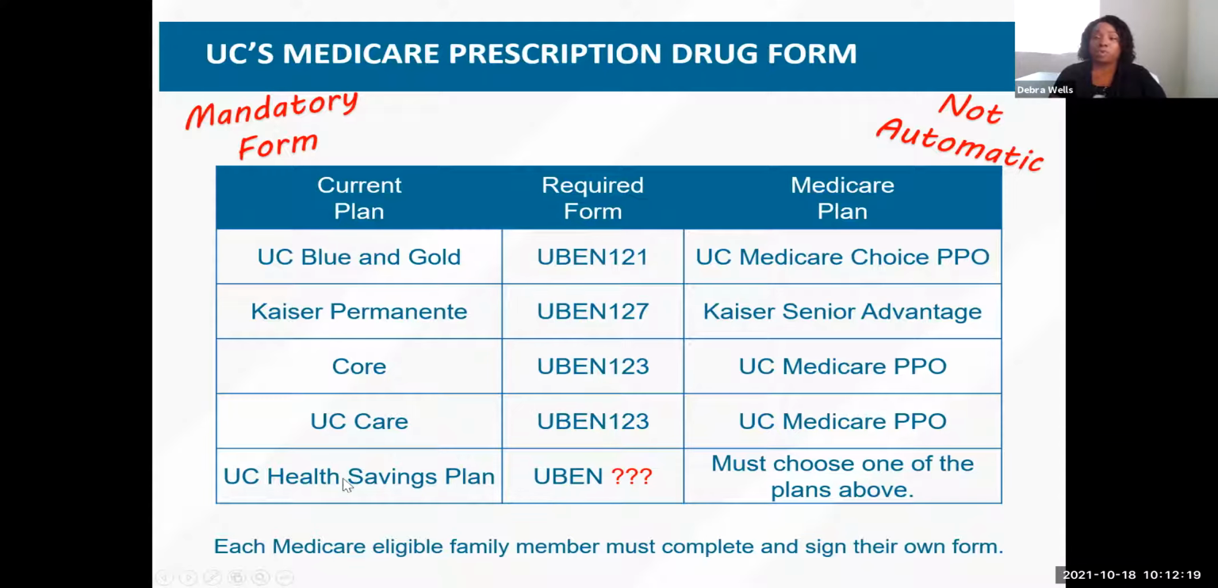There's only one form that you'll see that I didn't list here, and that's for the UC Health Savings Plan. If you're enrolled in this plan, the reason there's no form listed is because you have the option to choose any of these plans. After you choose the plan for you and your family, then you'll complete the form. Also, I want to point out that each Medicare eligible family member must complete and sign their own form.